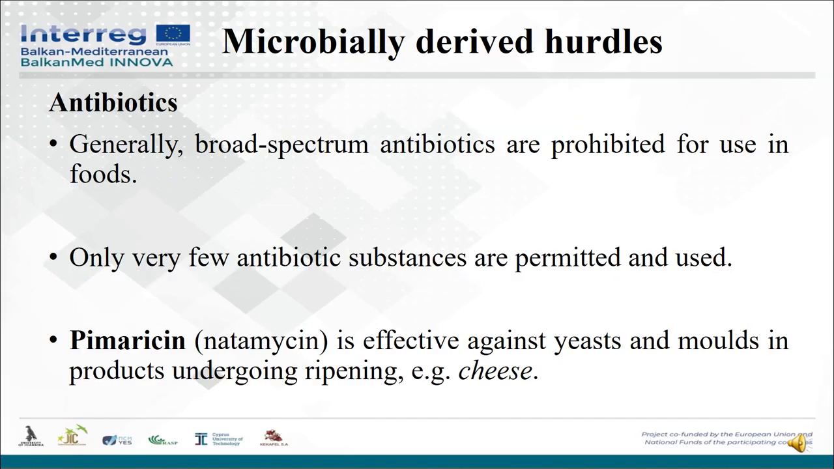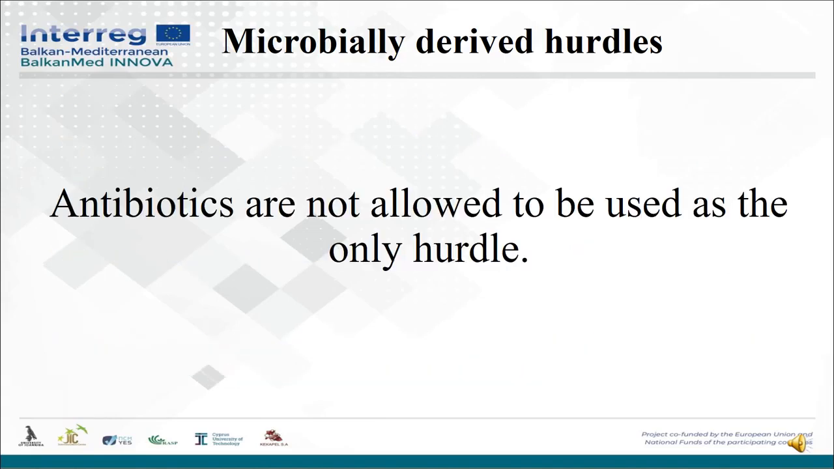Under the microbially derived hurdles heading are included antibiotics. Generally, broad-spectrum antibiotics are prohibited for use in foods. Only very few antibiotic substances are permitted and used. Pimaricin, natamycin, is effective against yeast and molds in products undergoing ripening, for example in the case of cheese. As for the application of antibiotics as the only hurdle, it can be said that they are not allowed to be used.